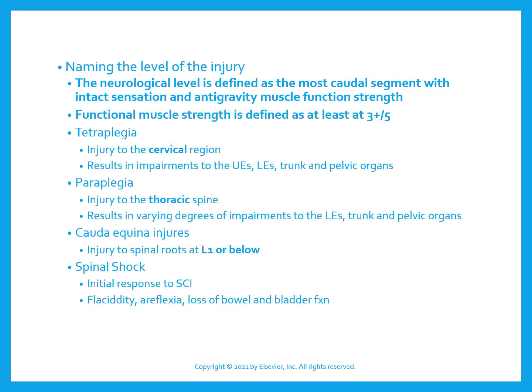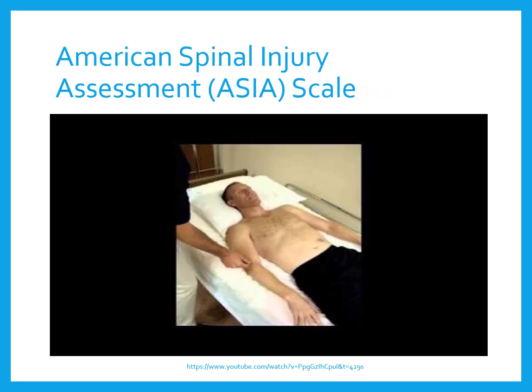Spinal shock is going to be the initial response to a spinal cord injury, and that is where we see a different response initially than what a spinal cord injury typically presents as. And so that patient presentation is going to include flaccidity, areflexia, loss of bowel and bladder function. So we see a lower motor neuron presentation in spinal cord injuries in the initial spinal shock phase, despite the upper motor neuron progression as they move forward.